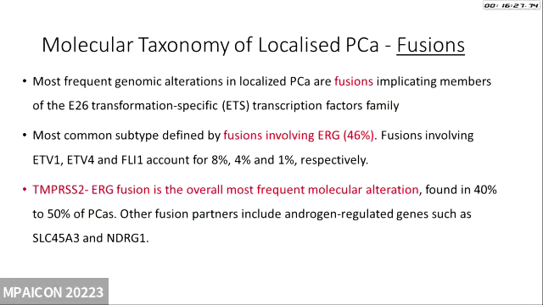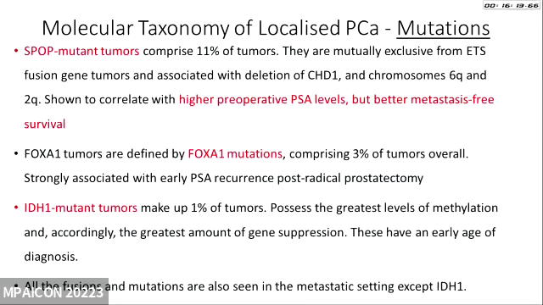Coming to fusions, as I've already said, it's the E26 transformation specific or erythroblast transformation specific ETS transcription factors family. And in this category, the TMPRSS2-ERG fusion is the overall most frequent molecular alteration and is found in almost 40 to 50% of prostate cancers.